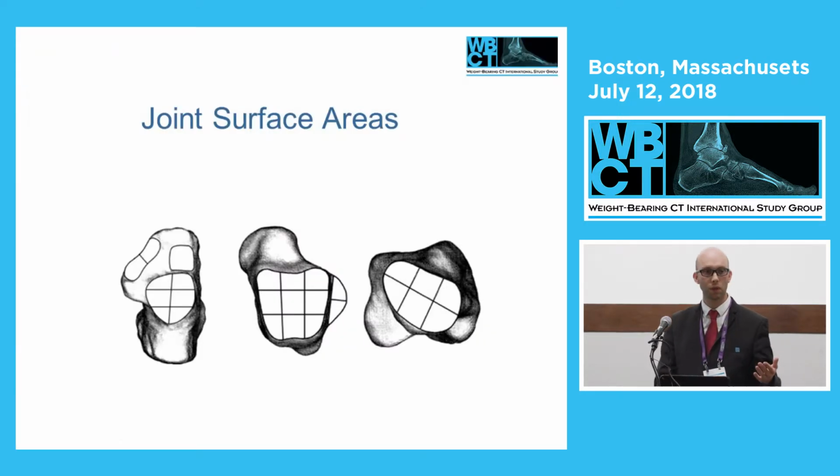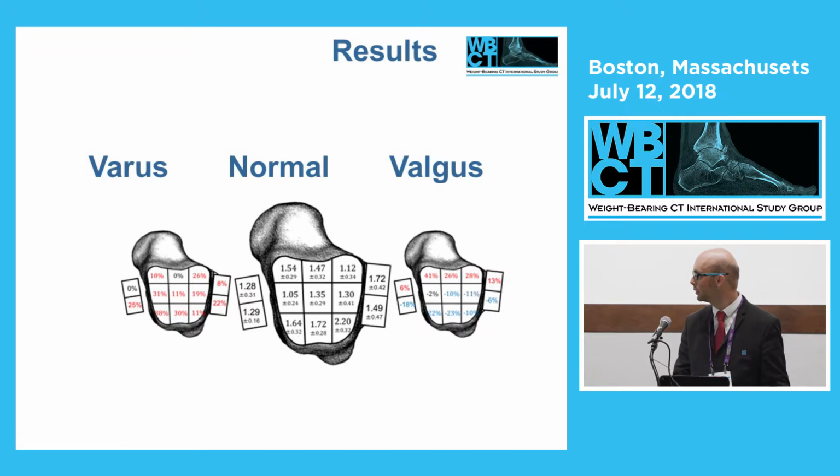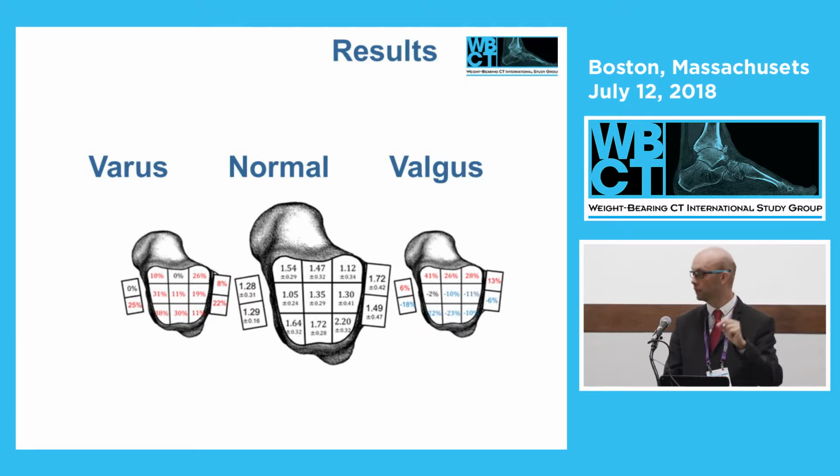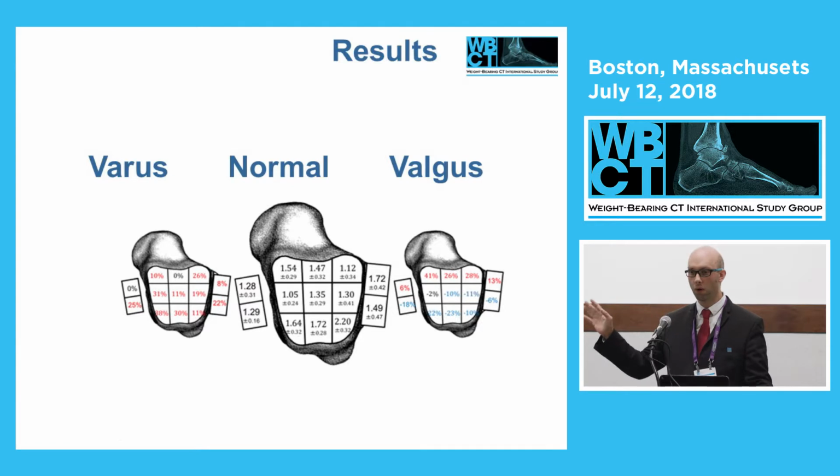So to analyze the results, of course, a distance map is great, but this is a proper scientific study, so we need to give some proper numbers. So what was done was to divide the joint surfaces into areas and then to analyze the values of the distances statistically. And what you can see is that we have the normal values in the middle and then the values of the distribution of the distance for valgus and varus cases.